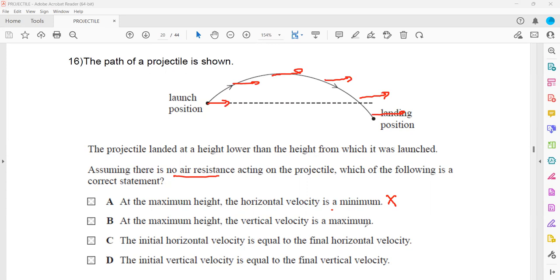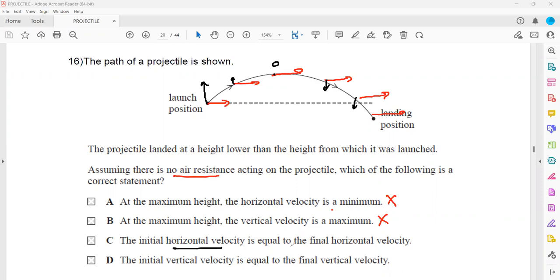At maximum height, the vertical component of velocity is maximum. That's also wrong. The vertical velocity is minimum. The vertical velocity is maximum in the beginning, but it slows down, and eventually at maximum height, the vertical velocity is zero.